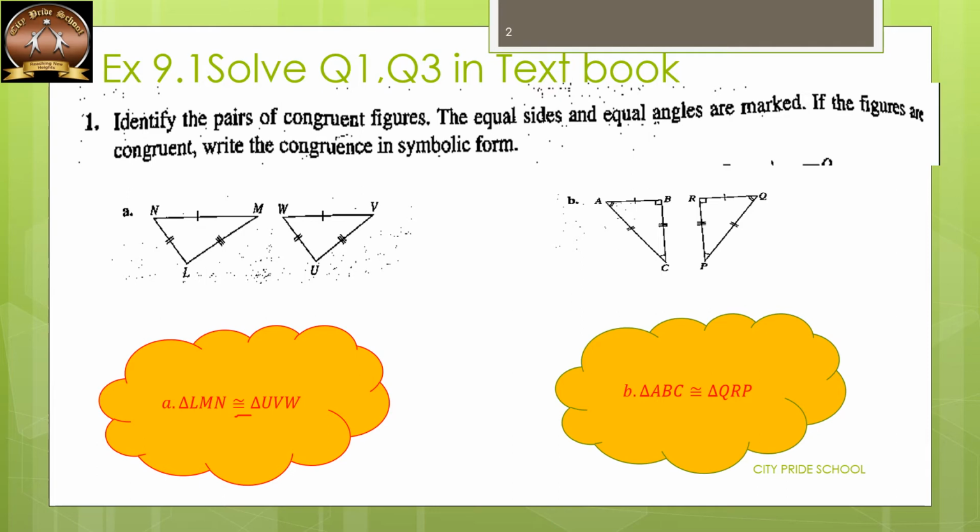So since side AB is congruent to QR, I will write it like this. That is, triangle ABC is congruent to QRP. That is, angle B is equal to angle R here.